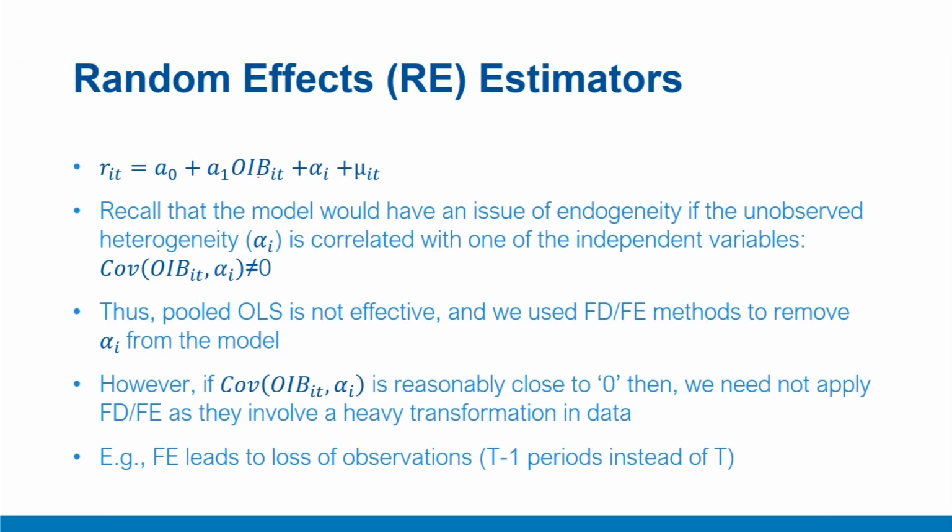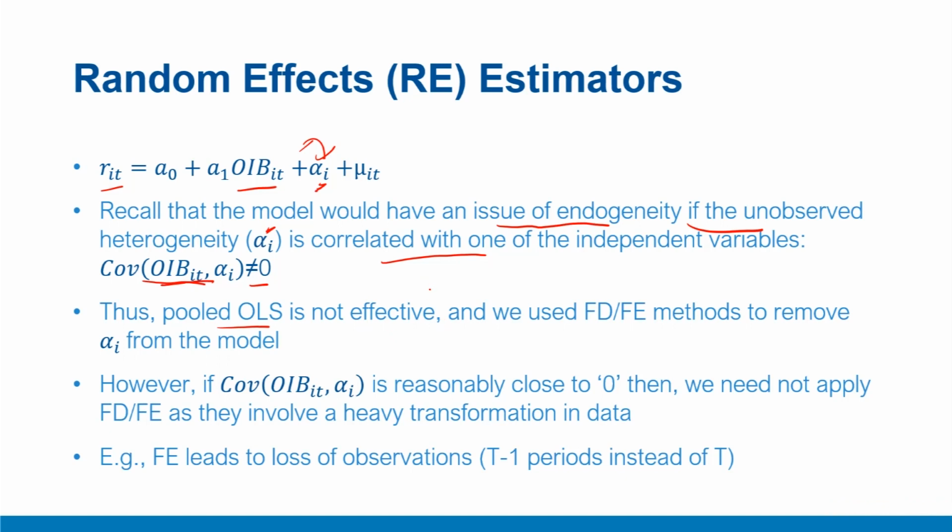Recall, in the previous discussions while examining the relationship between order imbalance and return, we said that there is a high probability of the issue of endogeneity if the unobserved heterogeneity, that is alpha i, is correlated with one of the independent variables, in this case OIB. If this covariance or correlation is non-zero, then there is a possibility of heterogeneity, which has a high likelihood, because there are a number of variables like size and beta we have ignored in this model, and they may get aggregated or accumulated in this alpha i, resulting in a correlation between these two variables. And therefore we said the pooled OLS estimation may not be effective because of these issues related to endogeneity.